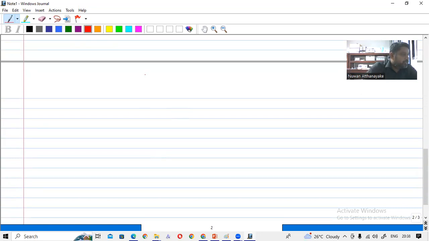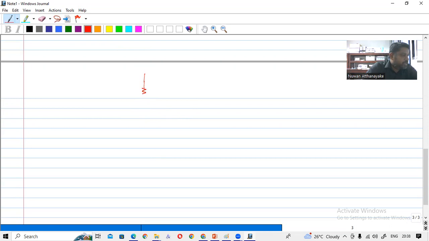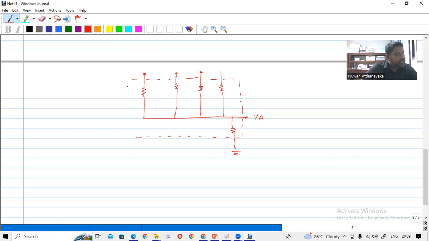You can use a very simple technique. You can use 4 resistors, one, two, three, 4 resistors, and we can use another resistor here. We have to ground this, and this will be the VA. If you consider this as a DAC, this will be your input pin, and some voltage value should be there. That should be a binary voltage value, that means 2 voltage values.